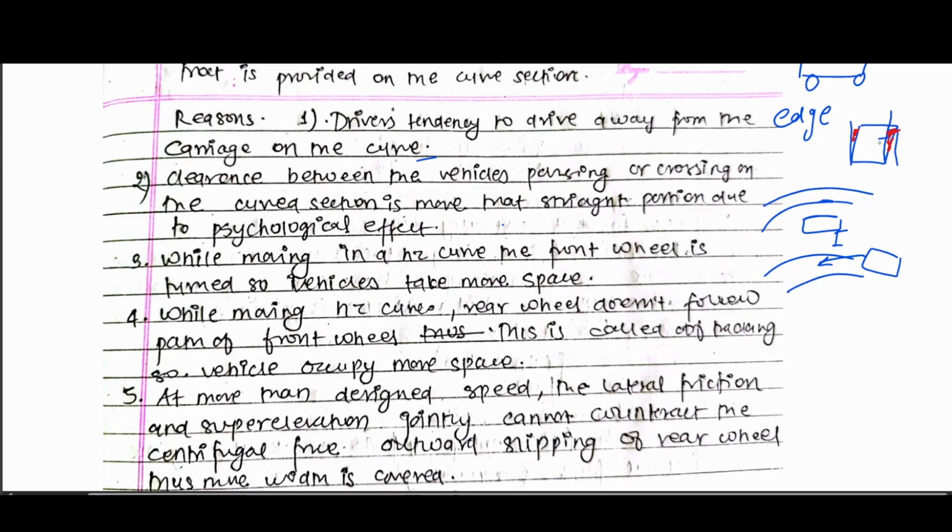That means, as I explained earlier, consider this as the rear wheel and this as the front wheel. So the front wheel will be moving like this, but the rear will always tend to move in the forward direction. That's why it occupies more space, and that's why we need extra widening.